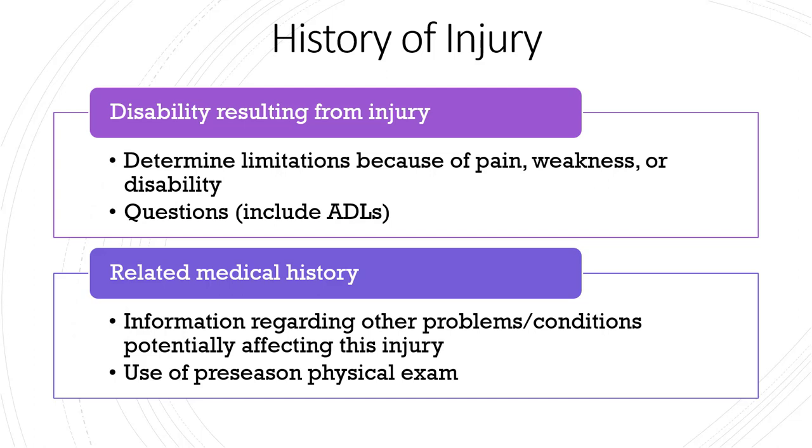Related medical history questions can help us obtain information regarding other conditions that may affect this injury. Our pre-season physical examination may help to verify some of this information. Previous injuries or congenital abnormalities may predispose individuals to certain injuries. A healthcare professional should ask the individual if they are taking any medication. Know that the type of medication, frequency, dosage, and effect of the medication may mask some symptoms, so it's important to ask about medications.